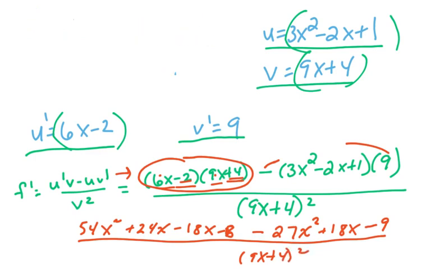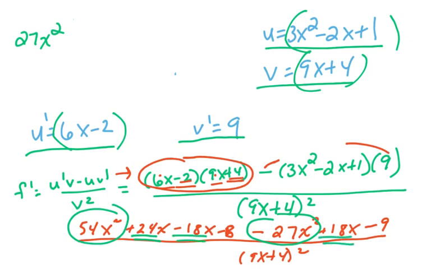So let's combine like terms. You have 54 minus 27, so it's going to be a positive 27x squared. You have positive 24 minus 18, so it's going to be positive 6. And then plus 18. So notice the negative 18 and the positive 18 will cancel out, so you're left with a plus 24x. And then we have minus 8 minus 9, so it's minus 17.